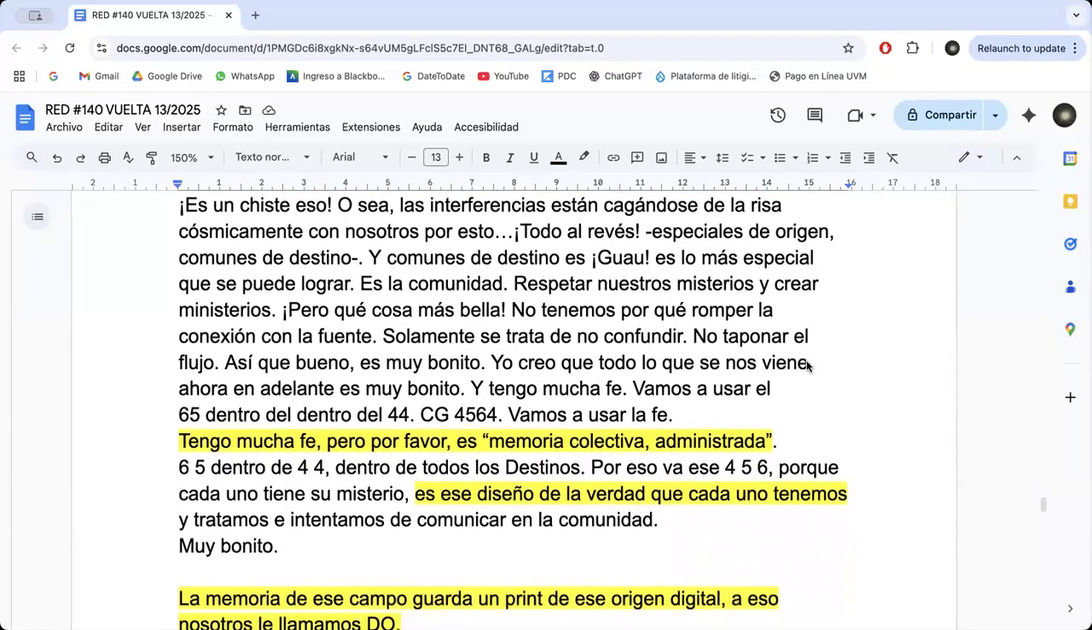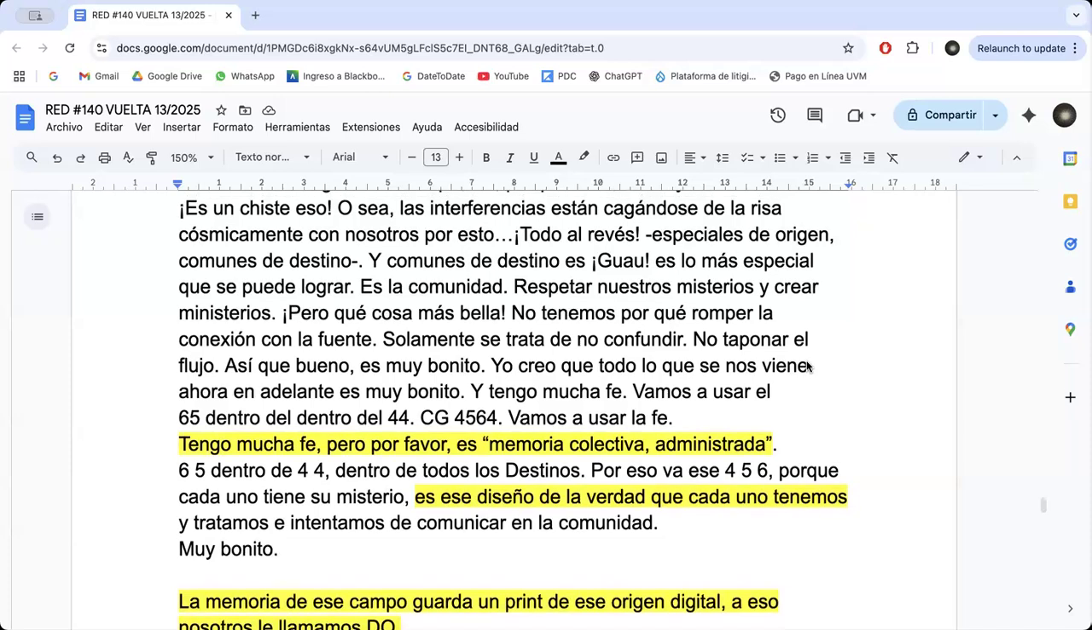This is a joke. She says that the cosmic interferences are laughing at us because we believe this, because it's all backwards: we are special in origin and common in destiny. And the fact that we're common in destiny is the most special thing that can be achieved, which is community, respecting our mysteries and creating ministries. This is a beautiful thing. We don't have to break connection with the source. It is only about not confusing things, not blocking the flow of signals. So it is very beautiful.